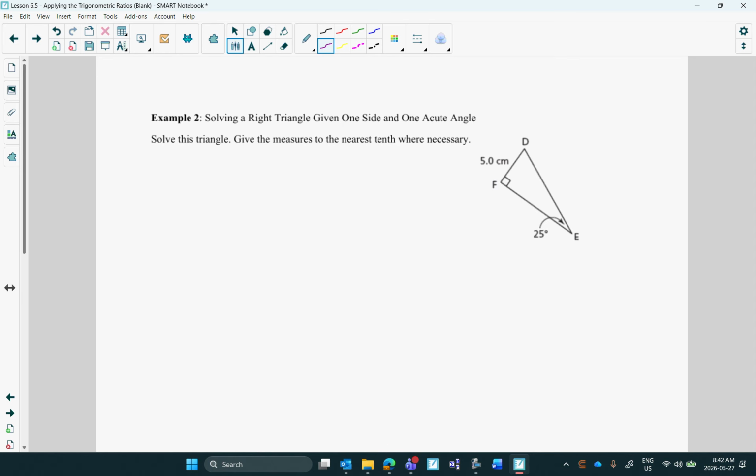Let's look at another one. What are the missing things I have to find? Angle D, D to E, and F to E.